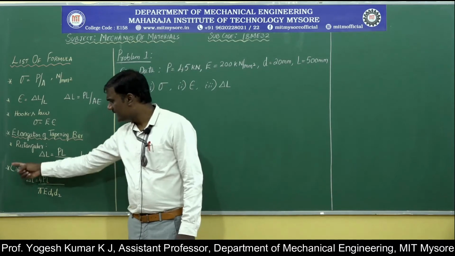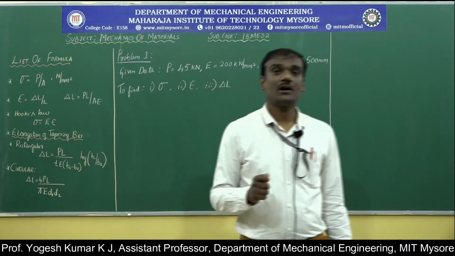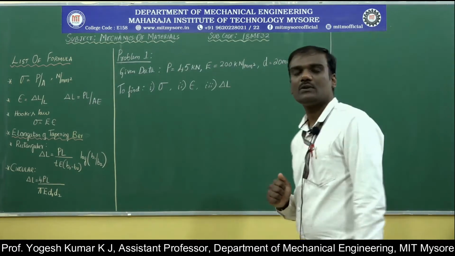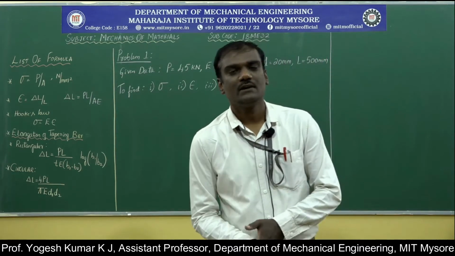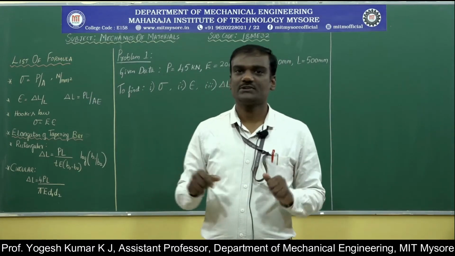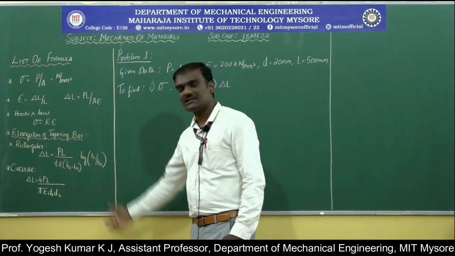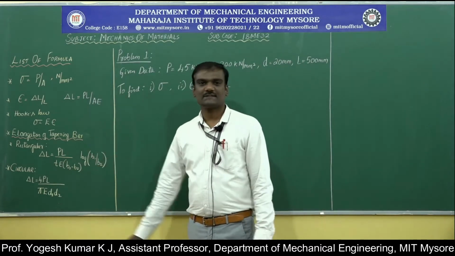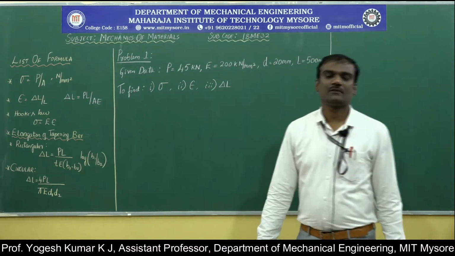Then we derived an expression for the elongation of a circular tapering bar: delta L equals 4PL divided by pi E D1 D2, where D1 is the diameter at the larger section and D2 is the diameter at the smaller section. These are the expressions that we have seen in module 1. Based on these expressions, let us start solving the numerical problems in this module.